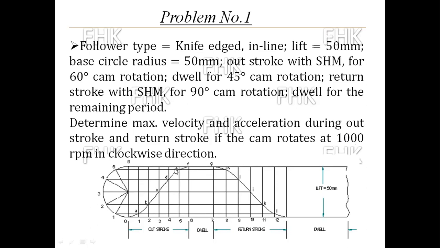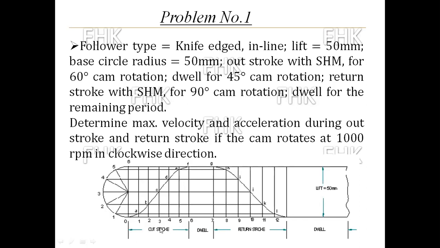In forward stroke, simple harmonic motion is given. The procedure for drawing the displacement curve for simple harmonic motion, as you know, is given here, and for return stroke also it is simple harmonic motion, the follower moving in the downward direction. So the same procedure is followed for return stroke also. Lift is given 50 mm, outward stroke and return stroke are given. Outward stroke is simple harmonic for 60 degree. That means this outward stroke is 60 degree.